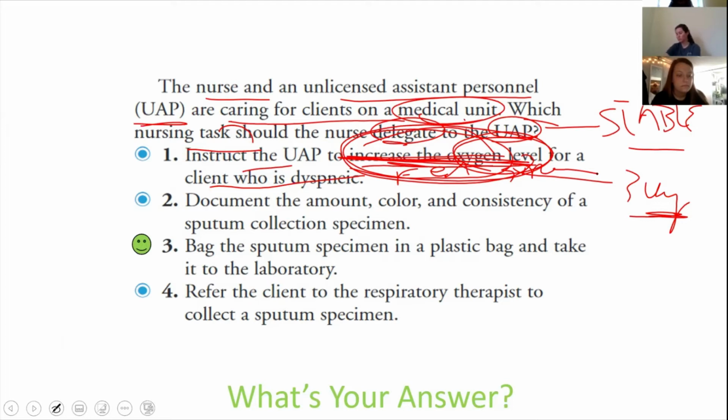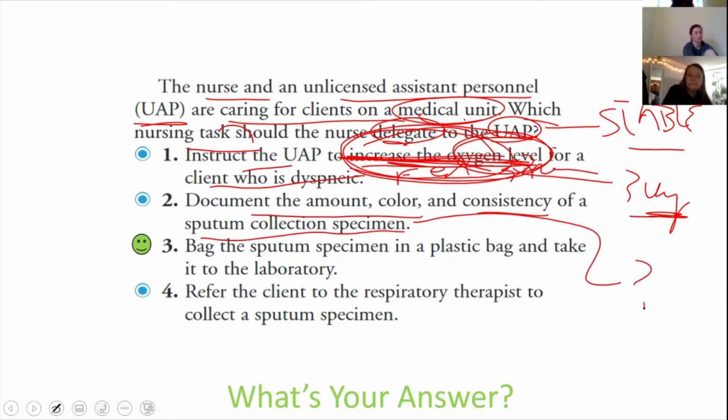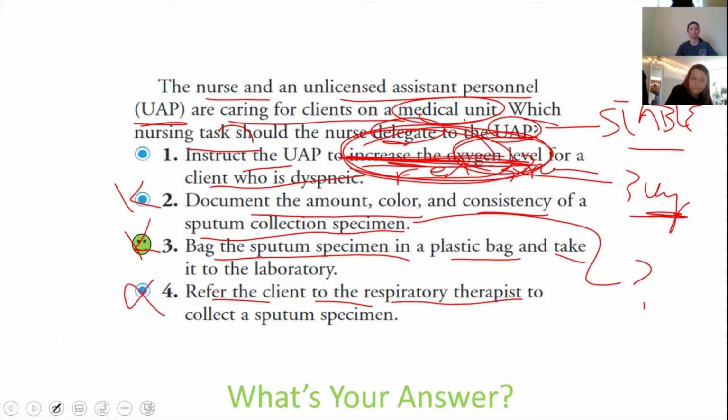So next thing, document the amount and color consistency of the sputum collection chamber. Okay, well, that doesn't seem like that's long, so I'm going to keep it. Bag the specimen in plastic and take it. Okay, keep that. And then refer the client to it now. Right, they don't do that. Okay, so now I'm down to 2. They both seem okay.